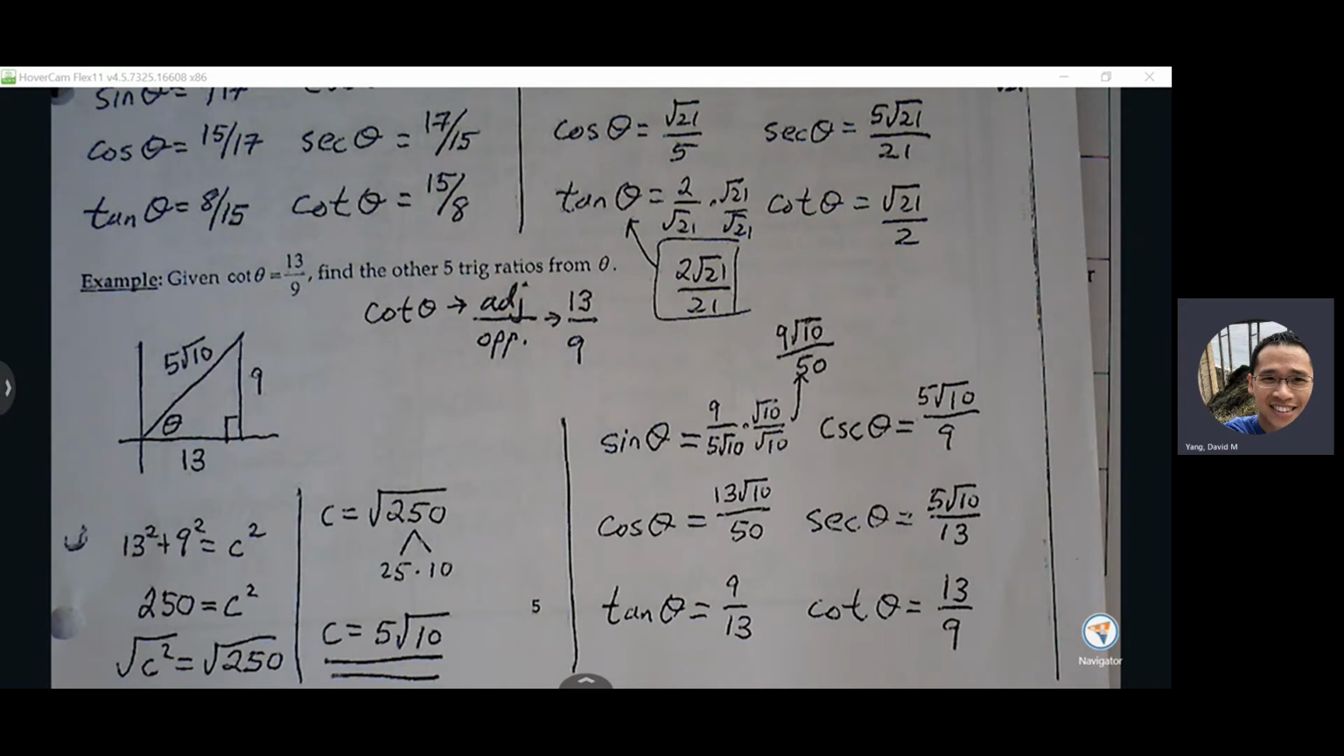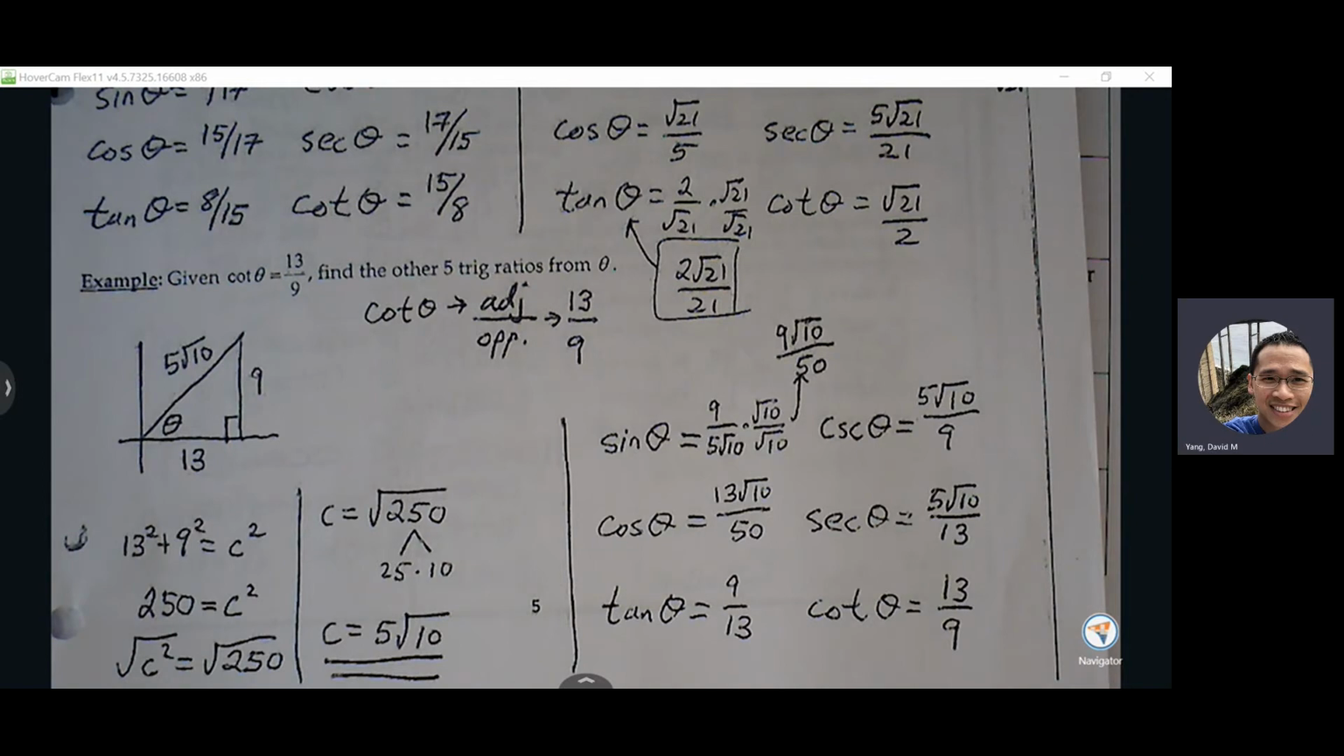But cosine initially is 13 over 5 root 10, multiplied by root 10. Root 10 times root 10 is 10. 5 times 10 is 50. That's why we get that.